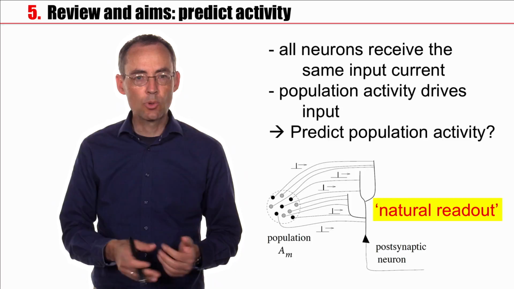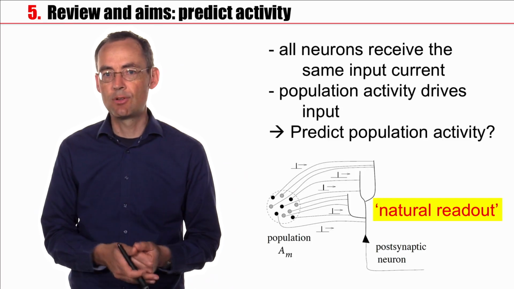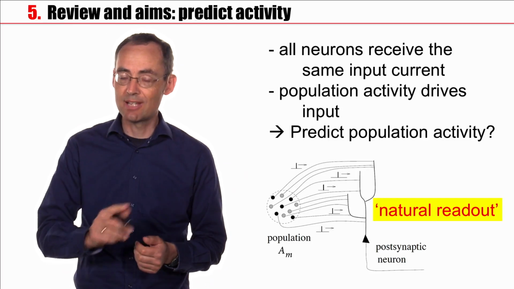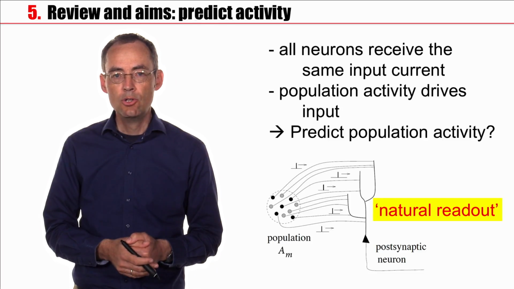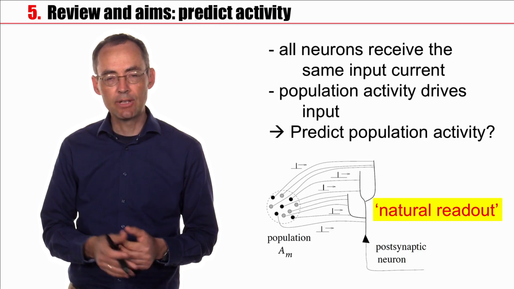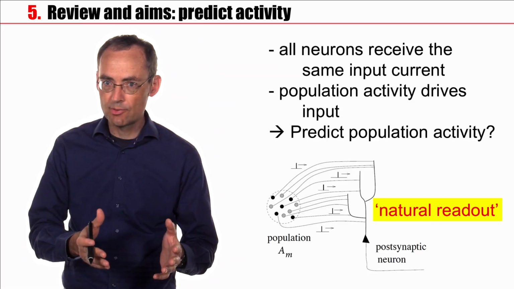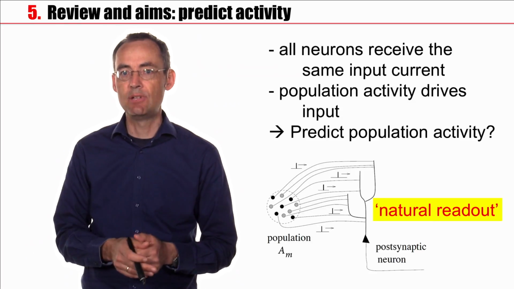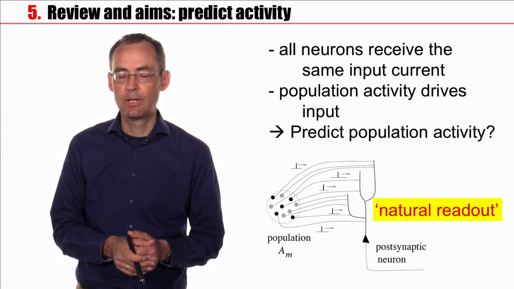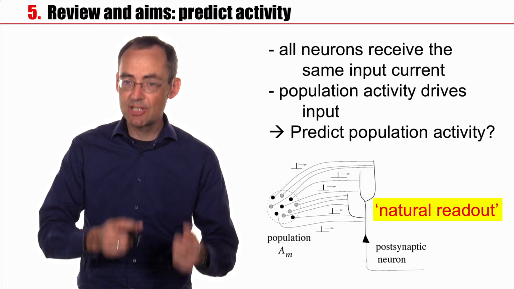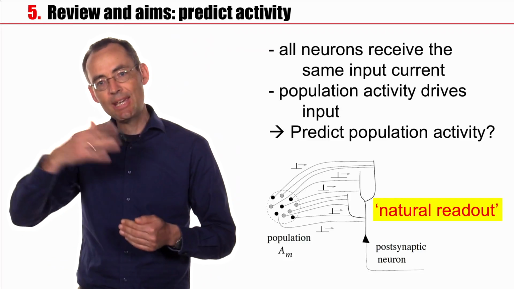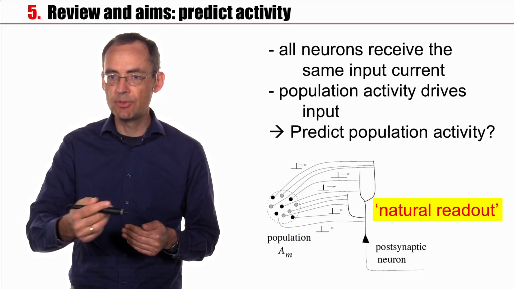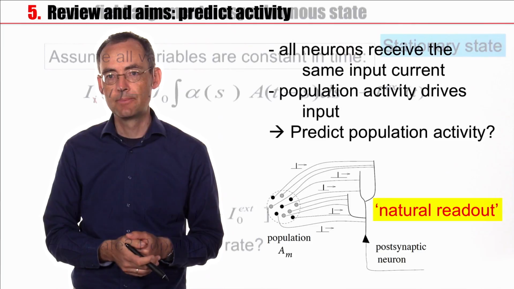Well, for time-dependent input, it's sort of difficult. But for stationary input, yes, it's possible. To do this prediction, we will exploit that all neurons receive the same input current, and it's the population activity which drives this input. And from this input, we want to predict the population activity. So we get in a closed loop. And how to do this? This is the topic of this section.